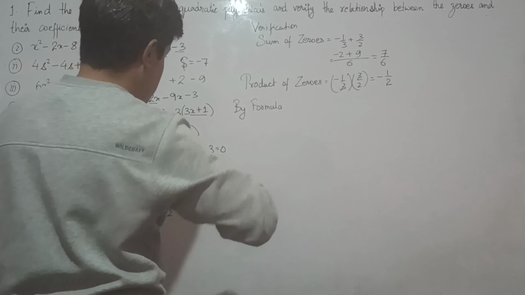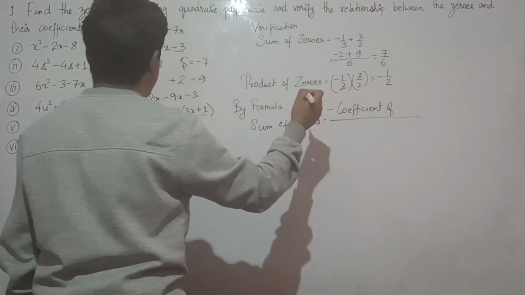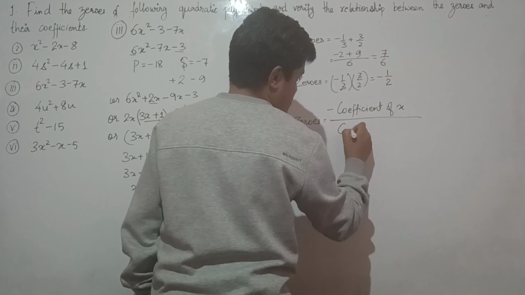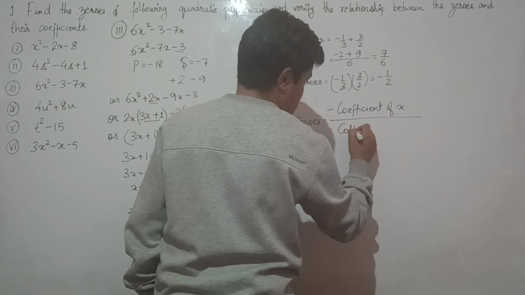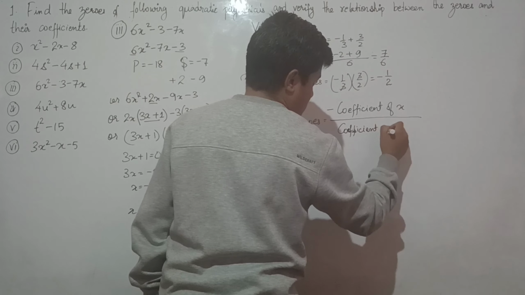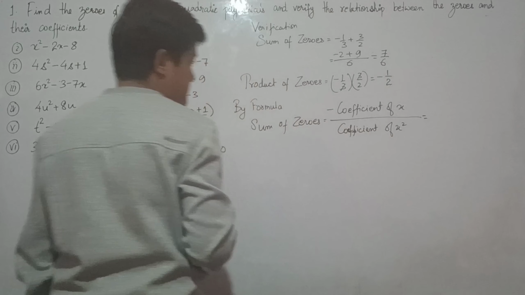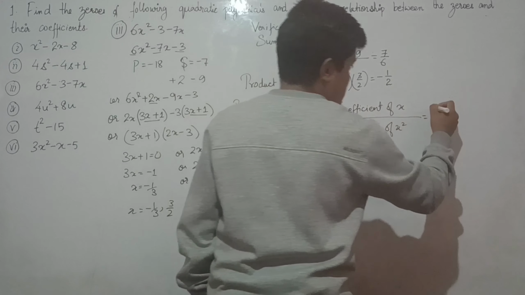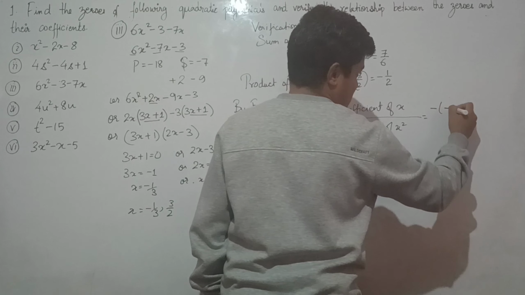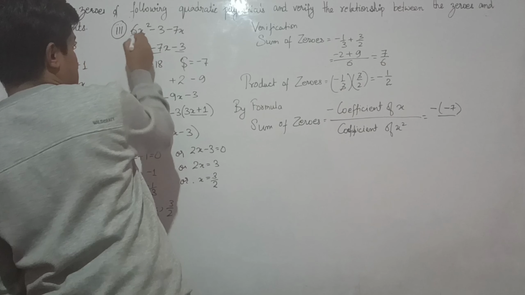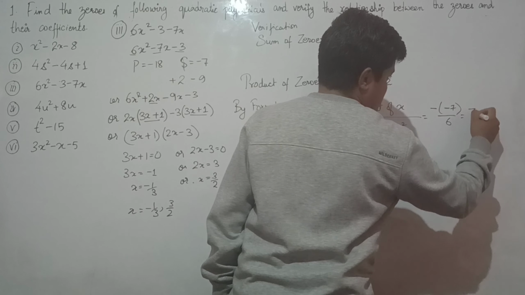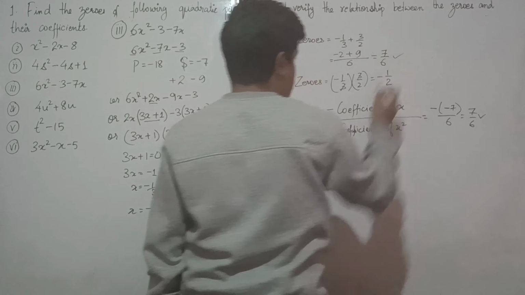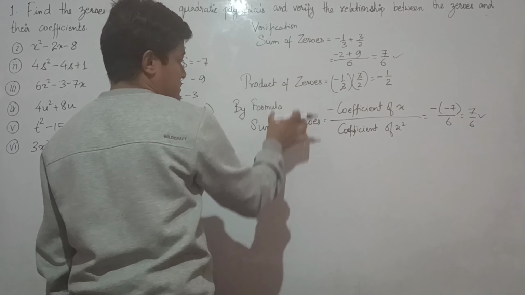Now by formula, sum of zeros is minus coefficient of x by coefficient of x square. So the coefficient of x is minus 7, so minus of minus 7 by coefficient of x square, 6. You can see 7 by 6, it is well verified right here. The sum of zeros we calculated matches the formula.